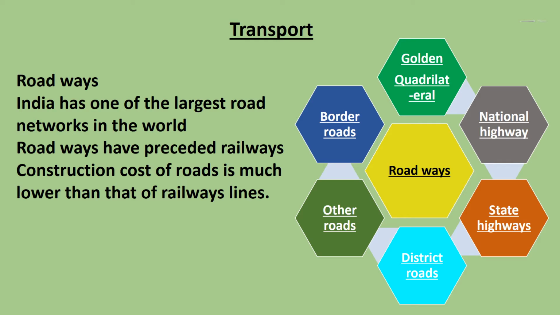In India, roads are classified in the following 6 classes according to their capacity. As you can see in the figure, roadways are classified into golden quadrilateral, national highways, state highways, district roads, other roads, and the last is border roads.